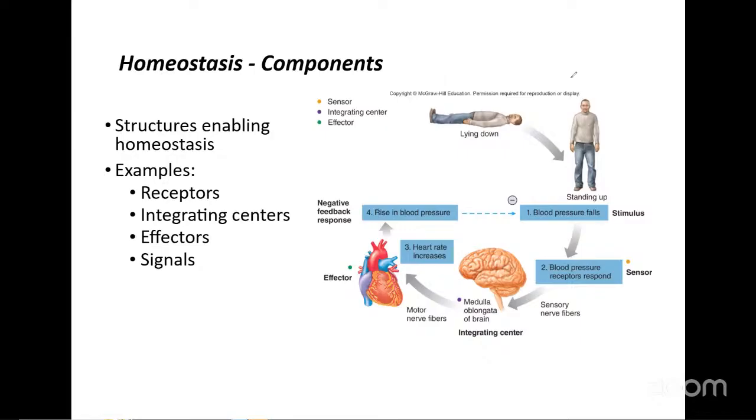So we start with a stimulus. A stimulus is the reason that something's happening, the thing that actually happened. That would be the standing up and causing the blood pressure to fall. That's the thing that happened that messed up our regulated variable, moved it away from the set point.